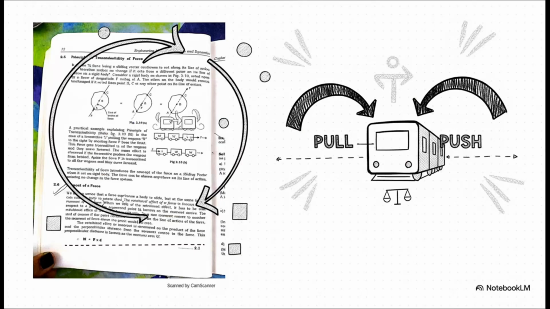This train example makes it so clear. Think about it. If you want to move this train car, does it really matter if you pull it from the front or if you go to the back and push it with the exact same amount of force? As long as you're pushing or pulling along that same straight line, the car is going to move in the exact same way. The end result is identical. That right there is the principle of transmissibility.